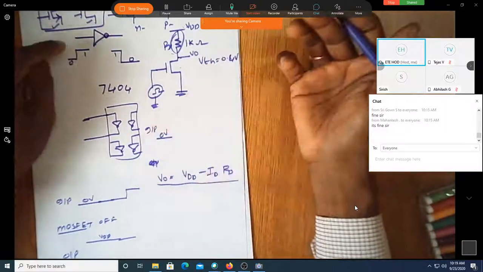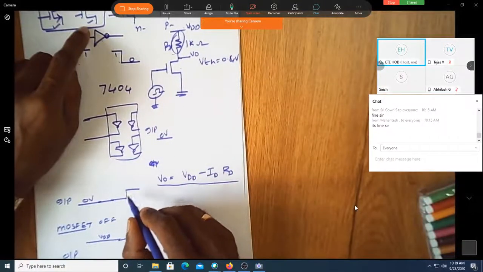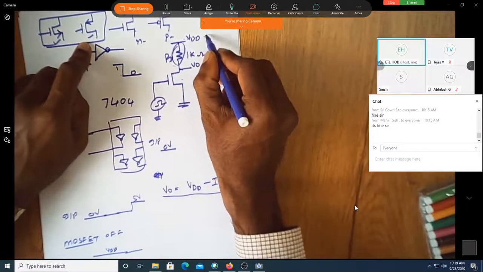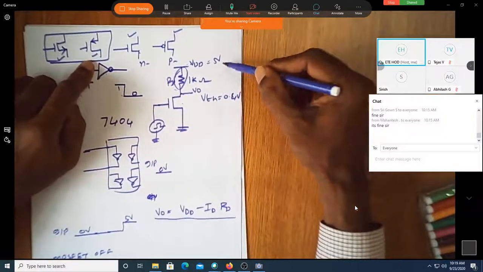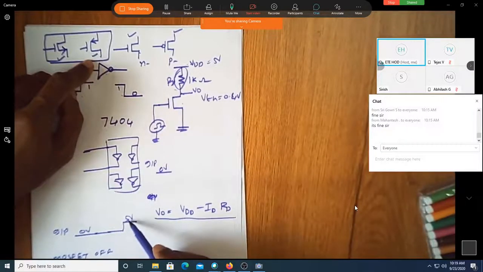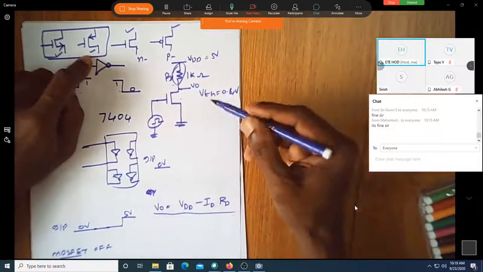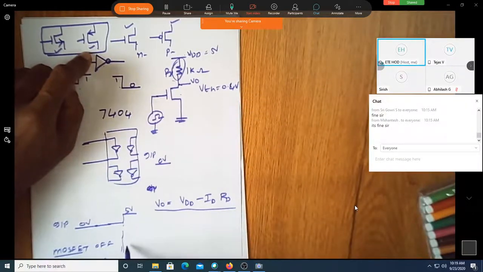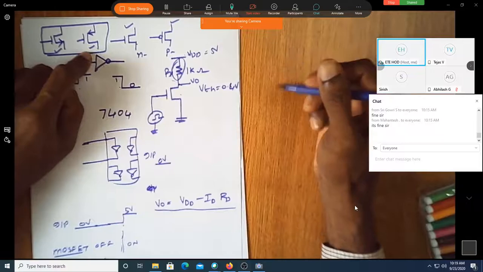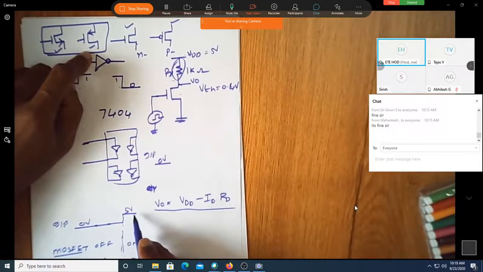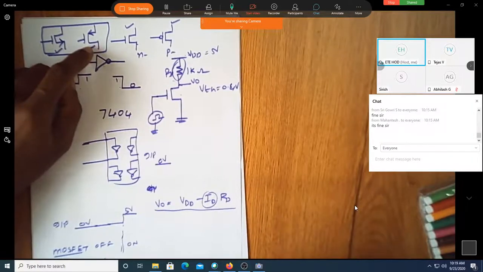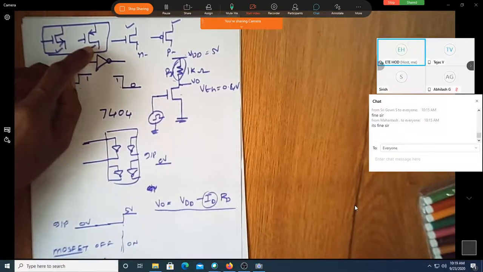When I say it goes high, it cannot be something like 0.1, 0.2. Assume that it is 5 volts. If this is 5 volt, now your logic input is also 5 volts. When it is 5, what is the condition of your MOSFET? Till this it was off. Here it is on. Now it's on. So when it is on, what will be the current?